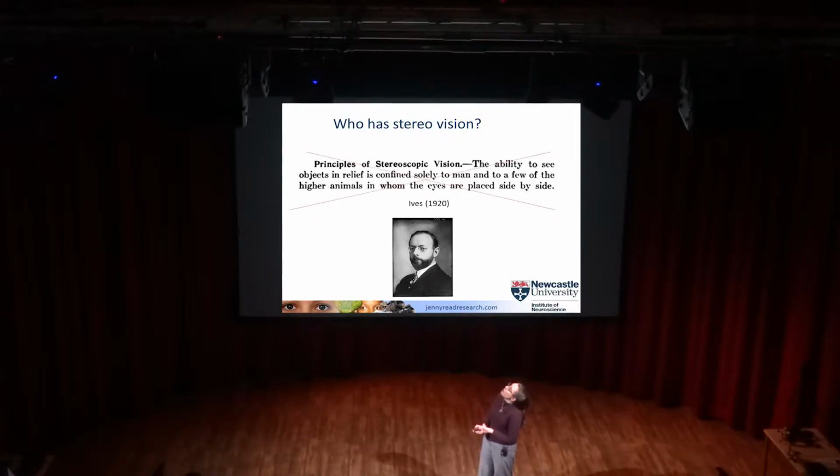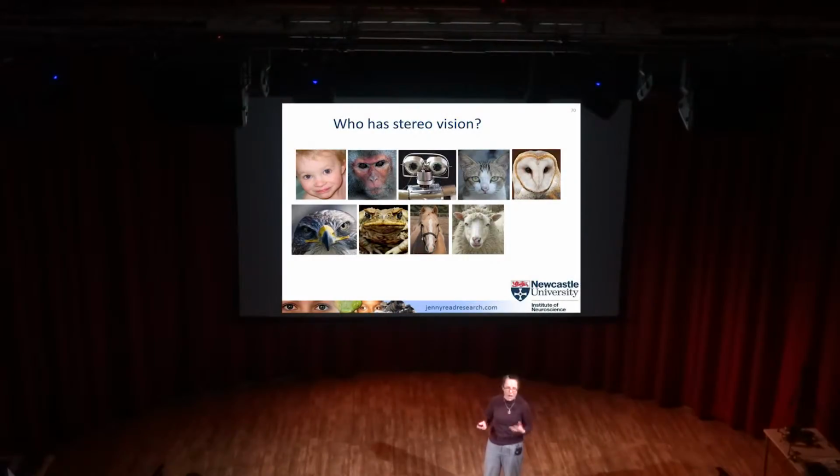100 years ago, the answer was very clear. It was obviously a very complicated ability which only the higher animals, such as man, could possibly have. But we now know that's actually completely wrong. And we've discovered 3D vision in all sorts of organisms. So yes, in humans and in our primate relatives, and of course in the machines that we make, but also in other mammalian predators like cats, in bird predators, so owls and falcons, and amphibian predators like toads, and I guess surprisingly also in prey animals, so horses and sheep.